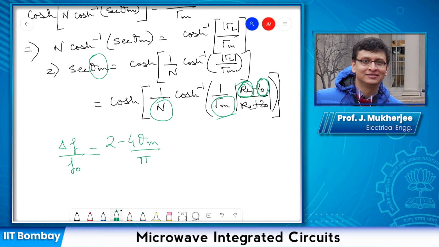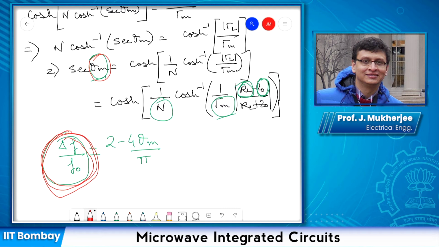Then you first take n equal to 1 and see what is the value of theta m, and then find out this delta f upon f0 and see whether that is satisfying your bandwidth requirement. If not, then you increase n to 2, then again find out theta m, again find out delta f, again find out delta f upon f0. This way, go on increasing the value of n till you get to a point where your fractional bandwidth obtained is either equal or more than what you need. It should be more than what you need.